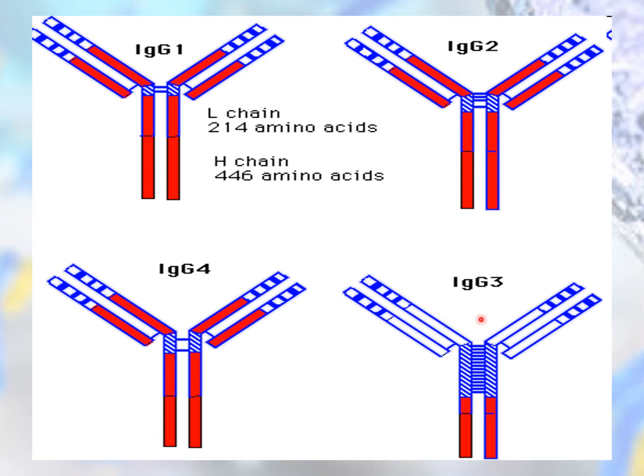IgG3 has the maximum number of amino acids in the hinge region, that is 62, followed by IgG1 which has 15 amino acids, and IgG2 and IgG4 have 12 amino acids in the hinge region.